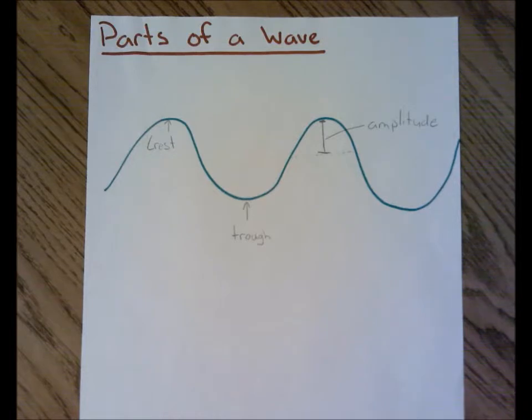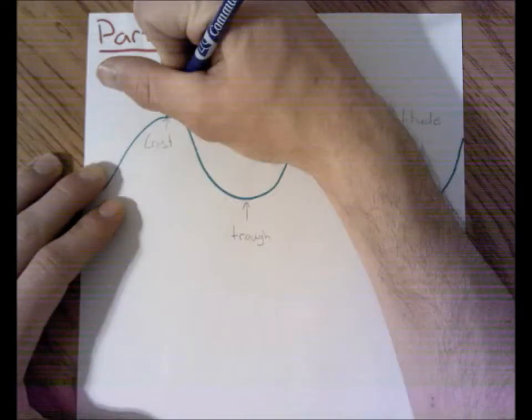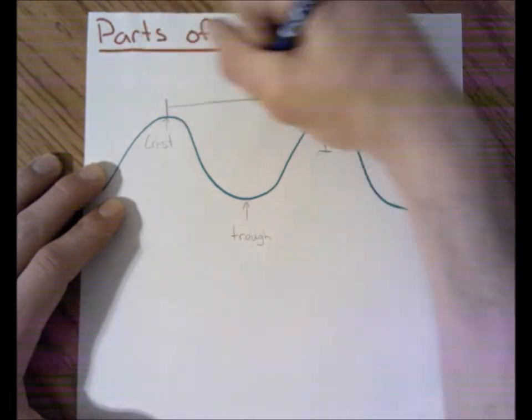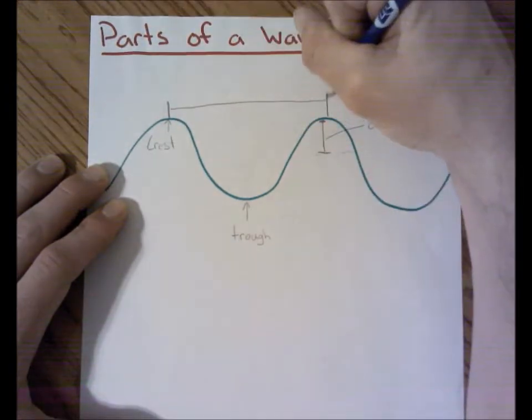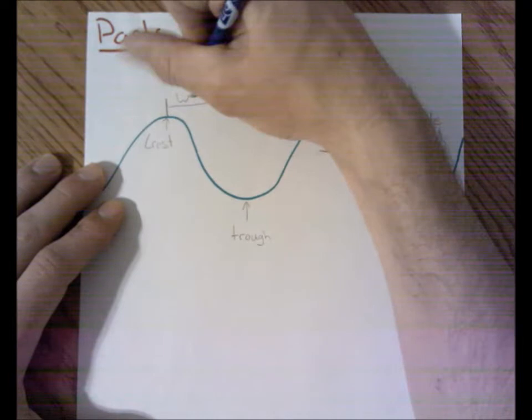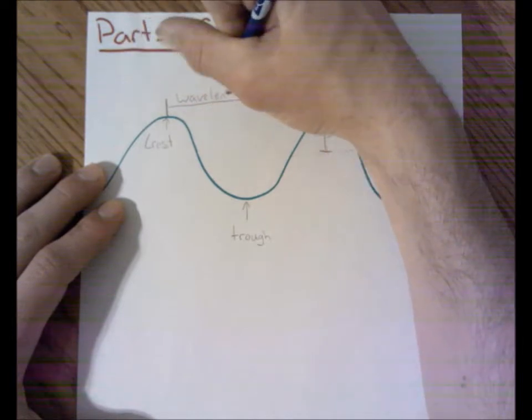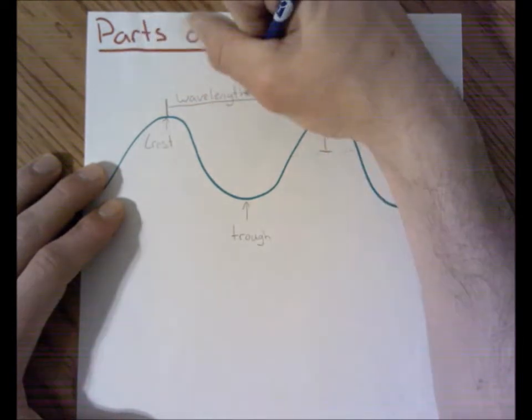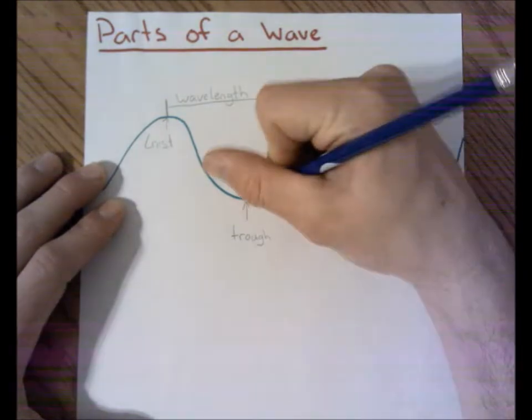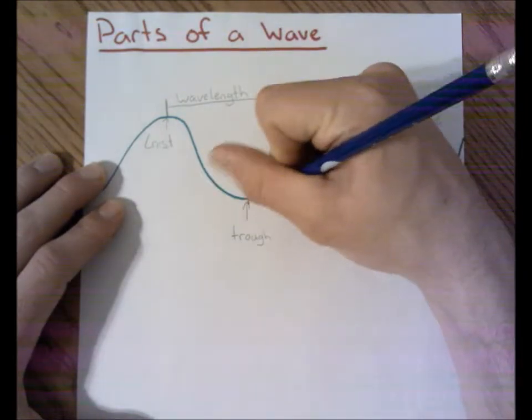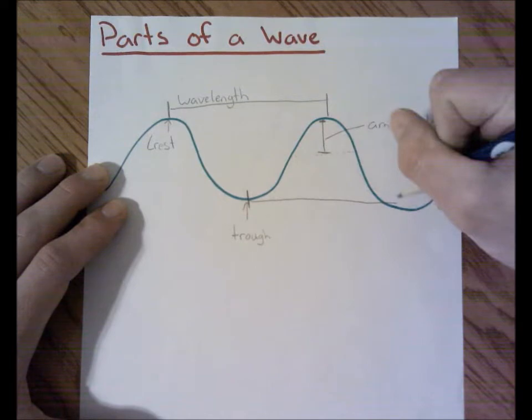And then we have our wavelength. And our wavelength can be defined in terms of two things here. The first thing is this. A wavelength can be defined as the distance between two crests, or it can also be the distance between two troughs. Now, the length should be the same.